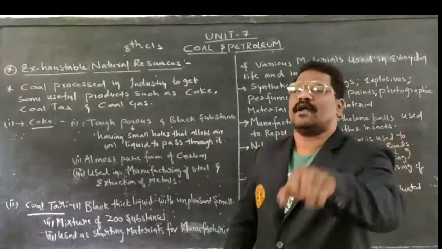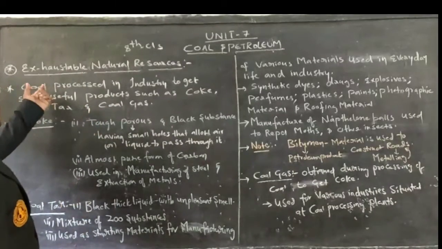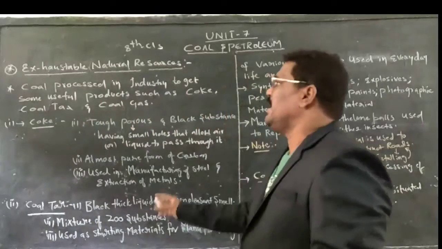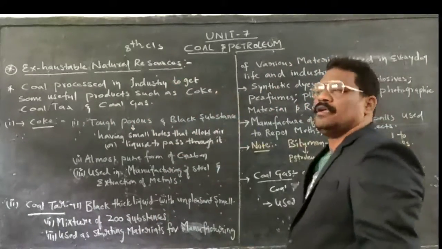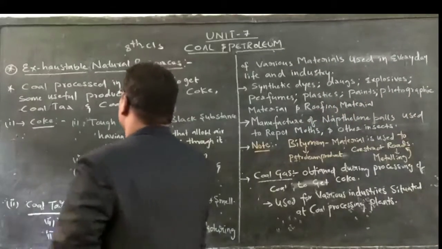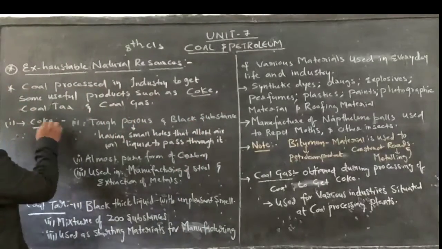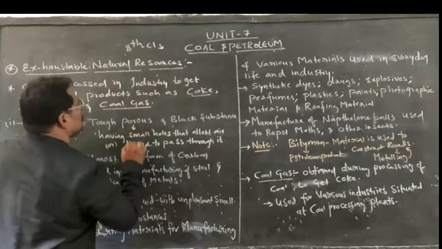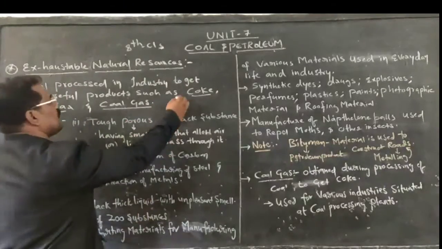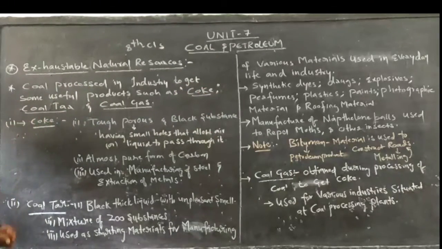Okay, children, as we are discussing exhaustible natural resources, within that we are discussing coal. This coal is processed in industry. When it is processed in industry, we will obtain various products: coke, coal tar, as well as coal gas. Among those, first of all, let me discuss coke. What is this coke?